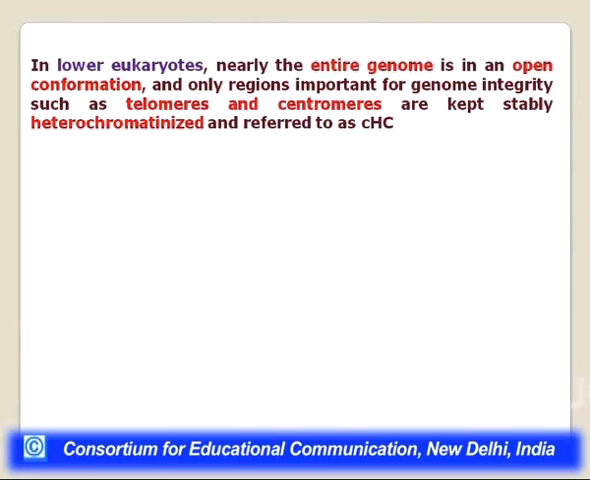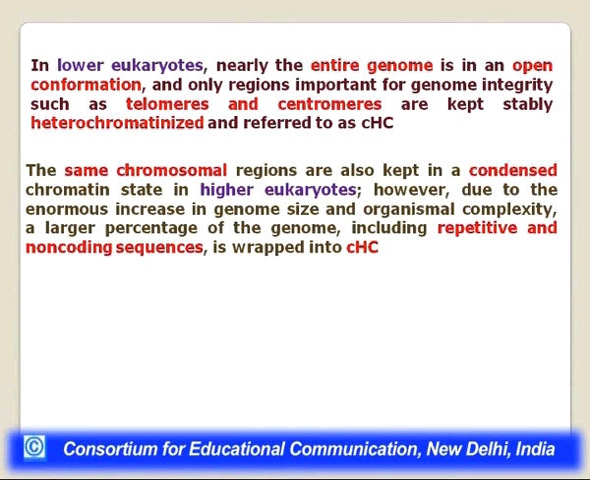In lower eukaryotes, nearly the entire genome is in an open conformation, and only regions important for genome integrity such as telomeres and centromeres are kept stably heterochromatinized and referred to as the CHC. However, in higher eukaryotes, the same chromosomal regions are also compact. So centromeres and telomeres are also heterochromatinized in higher eukaryotes. However, due to the enormous increase in genome size and organismal complexity, a large percentage of the genome, including the repetitive and the non-coding sequences, is wrapped into CHC.